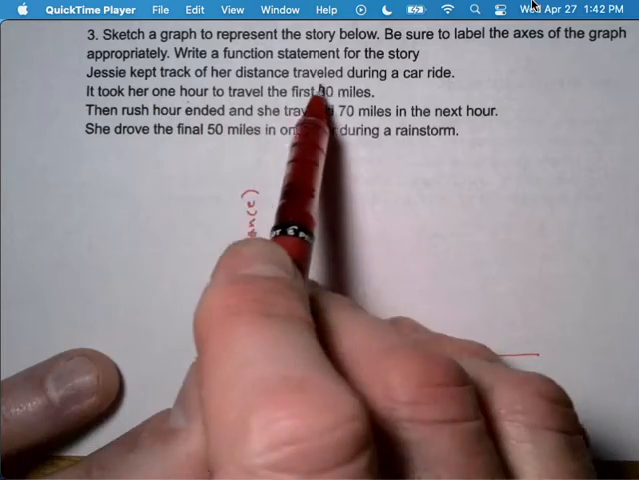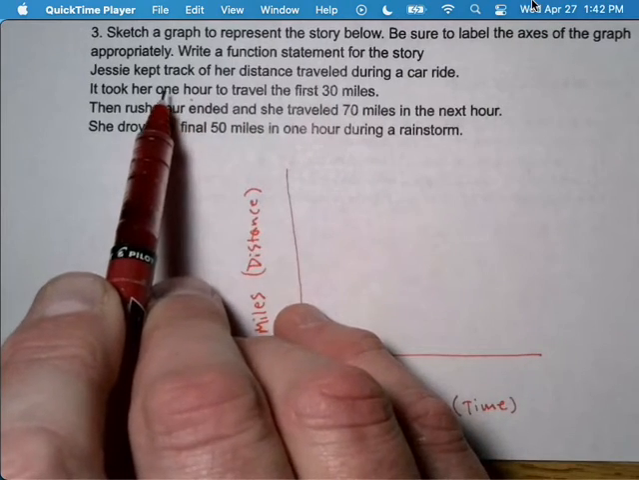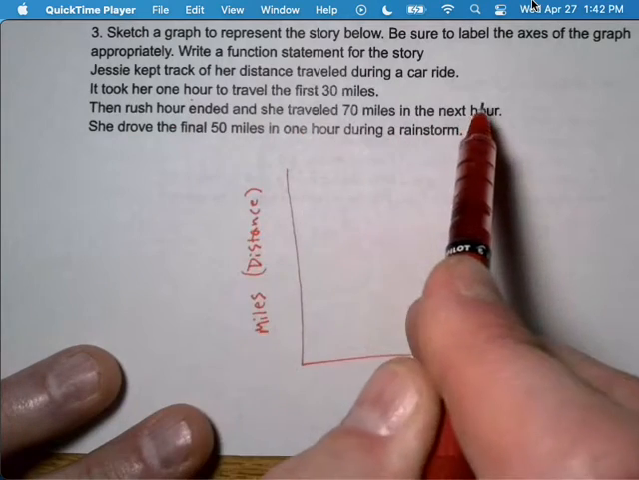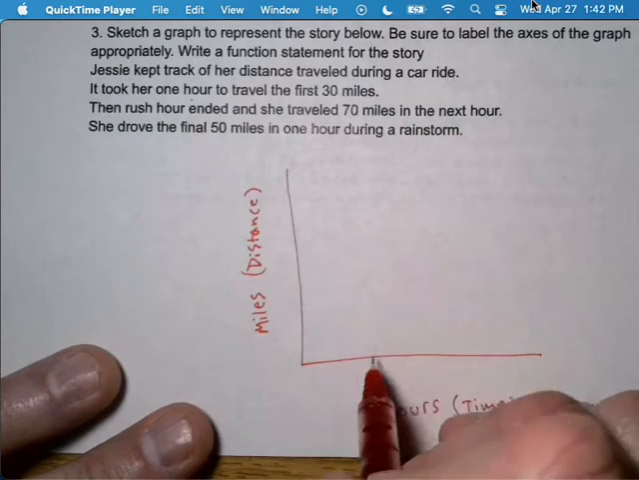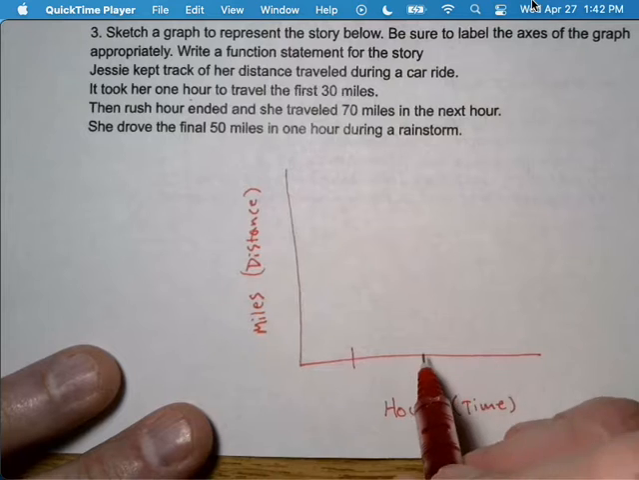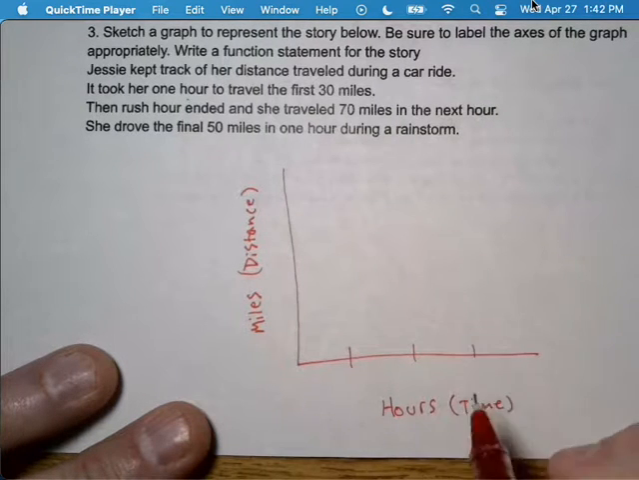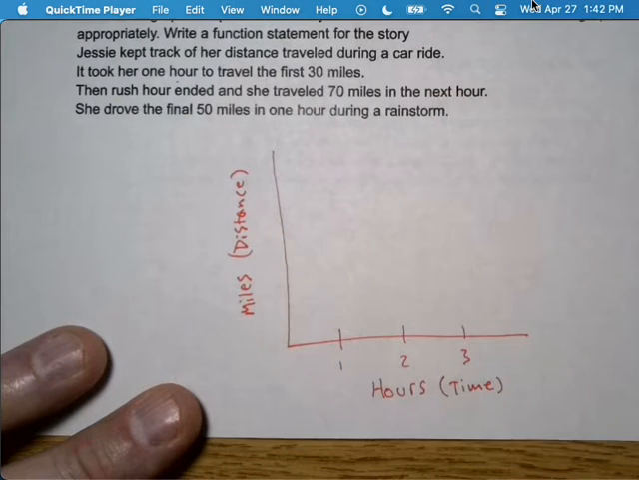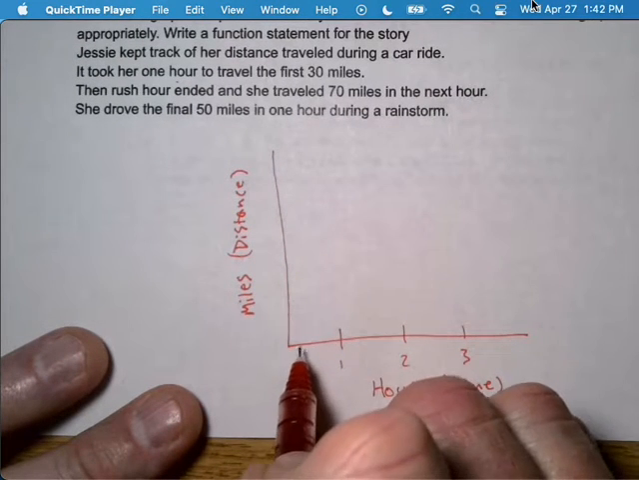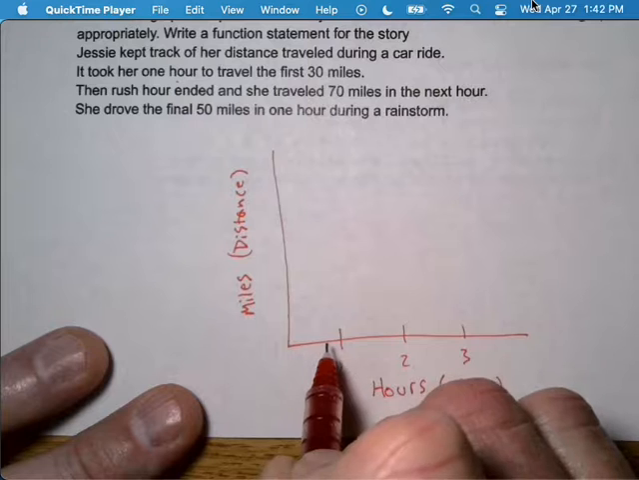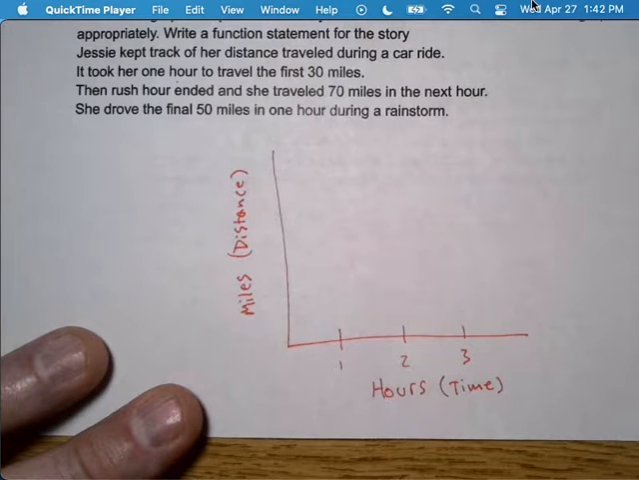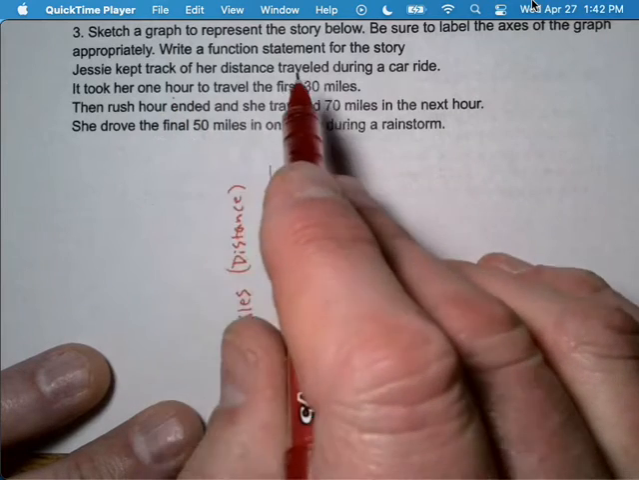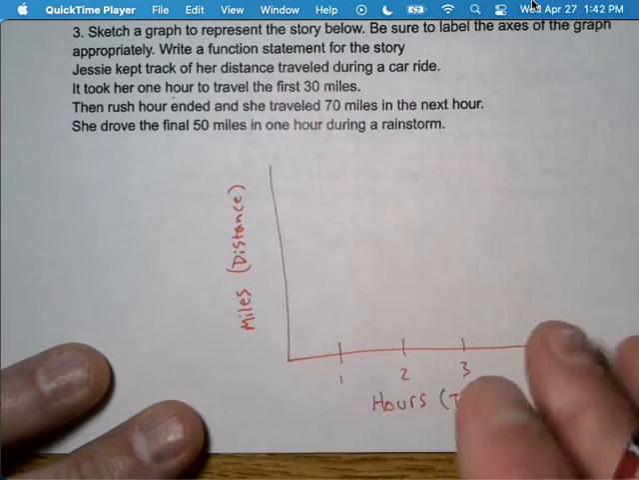So it seems we're going by 1 hour to travel the first 30 miles, then the next hour, and then 1 hour. So let's make some 1 hour increments here. And we don't want to make them too tight together. We want to give ourselves some nice space here, right? 1, 2, 3. If we did them all scrunched up here, that would make our graph real hard to read and real hard to make. So we know we're going to need 3 hours.